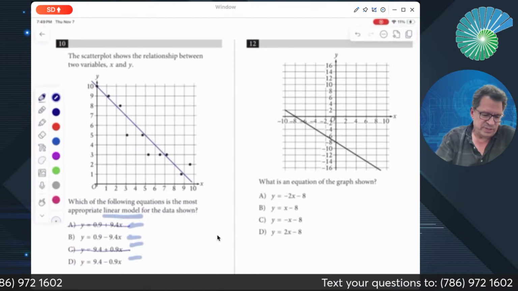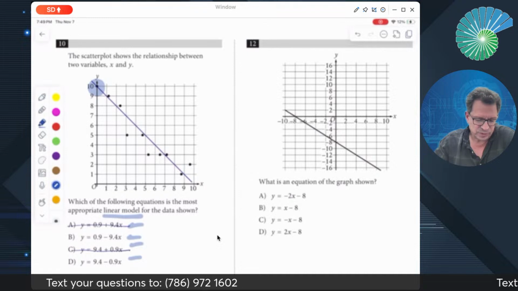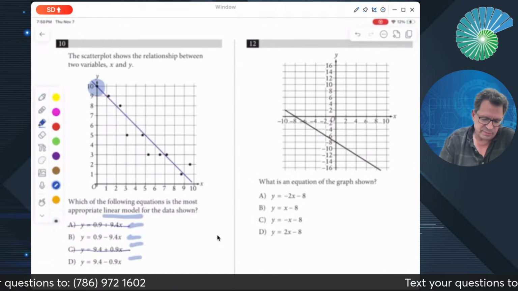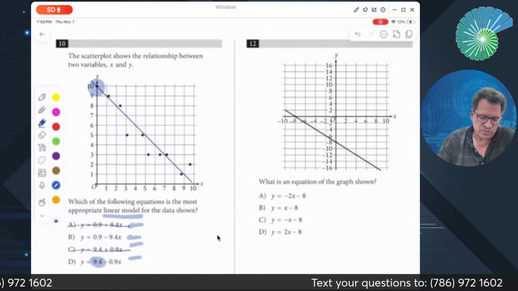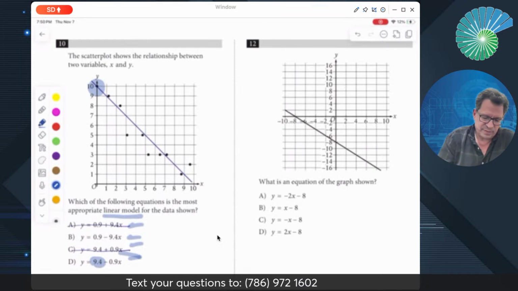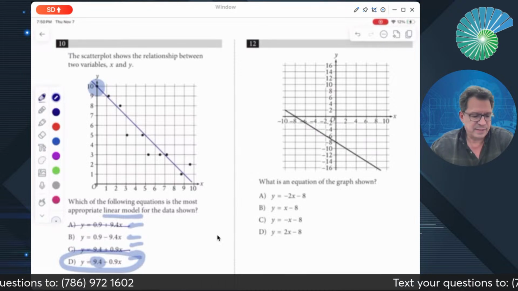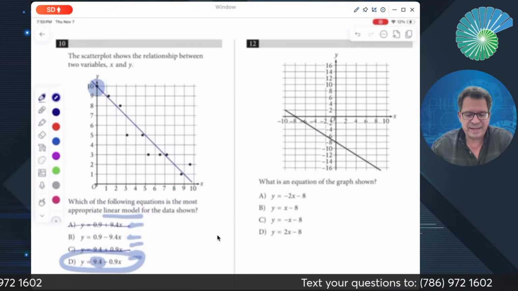Another thing that I notice is that the y-intercept is around 10. So of the two choices that remain, this y-intercept is about 10. So that's the answer. And that's how we do these types of questions. We've done a few like this during the past week or so.